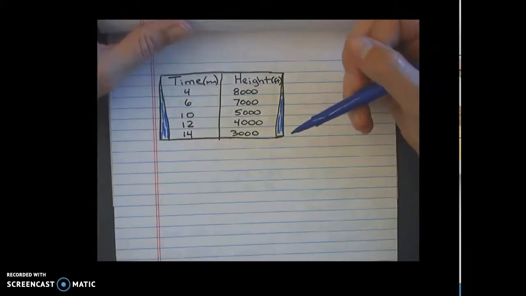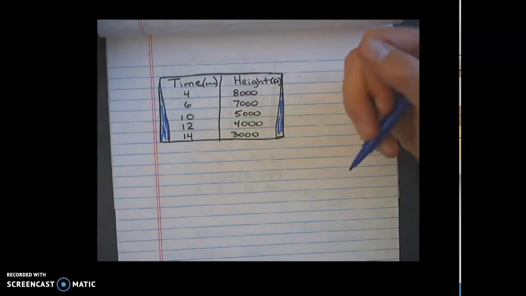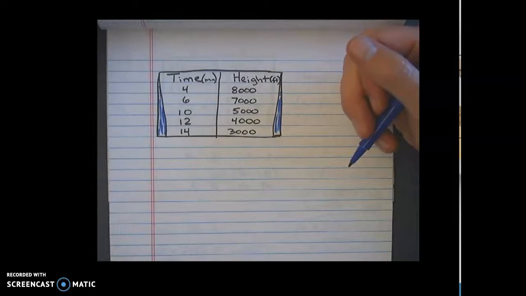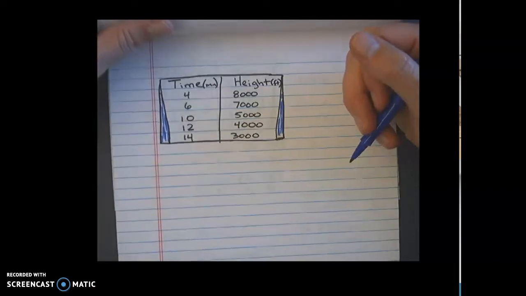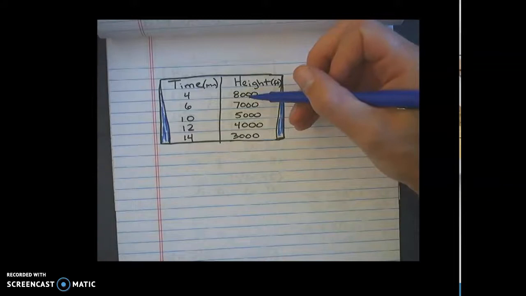But if we were looking at this and someone said, well, how fast was the plane descending? How fast was the plane going down? At what speed was it going down? How many feet per minute was it declining? We would have to look at the slope of this table to find out, because we know it didn't start at 0, 0.